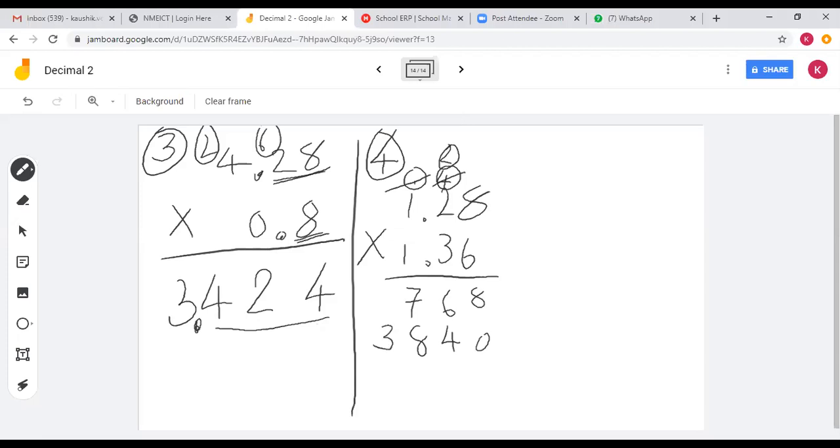Then multiplying with 1, so 2 zeros, and we know 1 multiplied by any number is going to be the same number, so I can directly put it here. So addition: 8, 6 plus 4 is 10, so 1 carried over. 7 plus 1 is 8, 8 plus 8 is 16, 16 plus 8 is 24, 2 carried over. 3 plus 2 is 5, 5 plus 2 is 7, and we have got 1 here. So what is the multiplication answer?